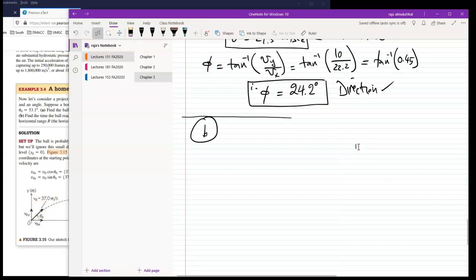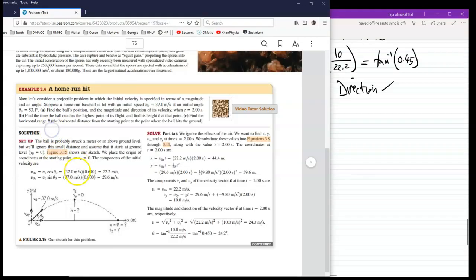There are several ways to do this problem. First of all, let me find the time the ball reaches the maximum height. The question is, what's going on at the maximum height? In other words, let me answer this question. Why does the ball stop gaining height at the maximum height? Kind of a silly question, but why? Why does it stop gaining height?